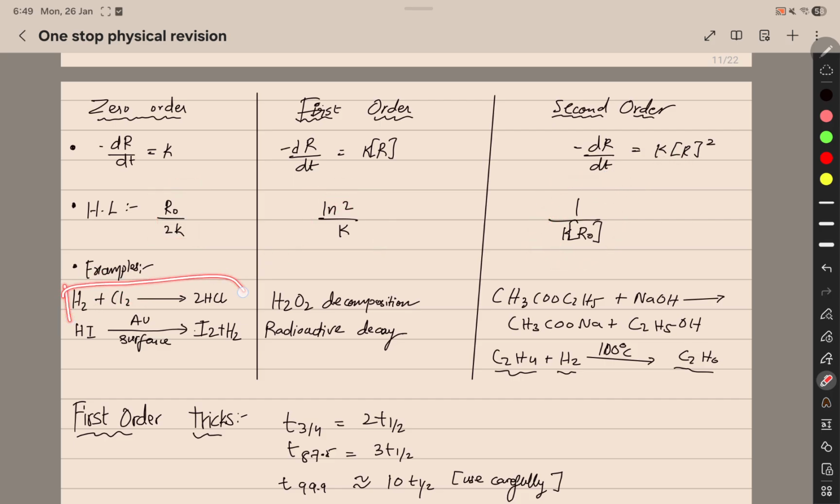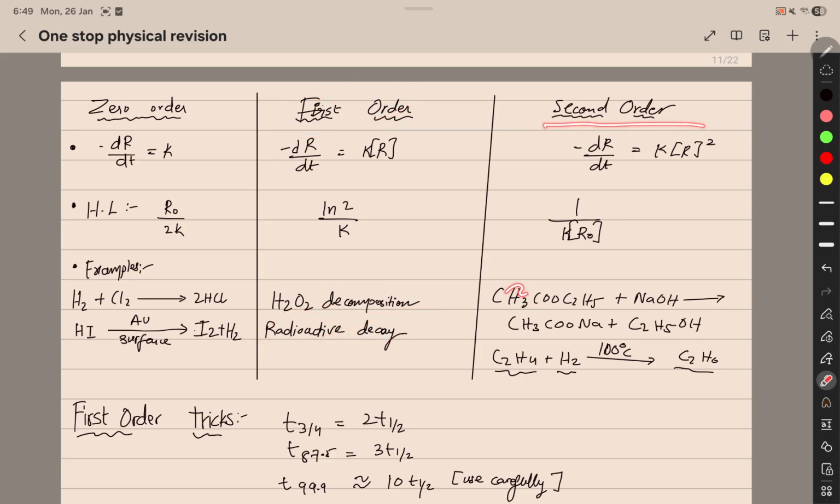Examples of these reactions could be H2 plus Cl2 gives 2HCl, that's your zero order reaction. HI on a gold surface gives H2 plus I2, this is also, I think, in NCERT. It forms that weird bonding thing that they've given, right? Okay, so H2O2 decomposition is a first order reaction. Radioactive decay is also a first order reaction.